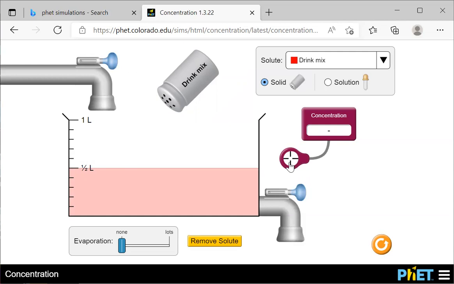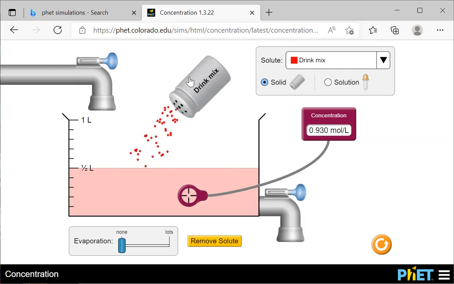Now, when I take this probe and I put it in the solution, you can see that at start, with the 3 times that I was shaking the drink mix, the concentration of the solution when the volume is half a liter is at 0.840. On letter C, it says add more solute by shaking the drink mix shaker. And then you need to answer what happens to the concentration when more solute is added.